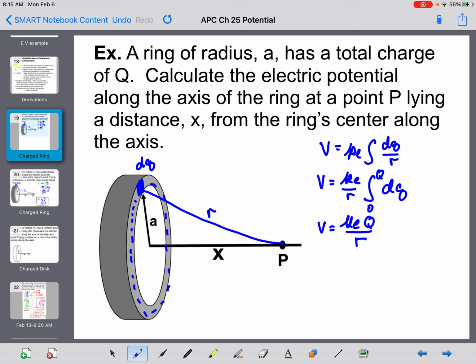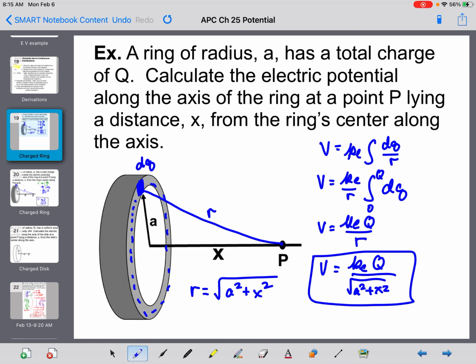Now, there is one substitution we have to do because r is not a given variable. So by the Pythagorean theorem, r would be the square root of a squared plus x squared. So then V is equal to k_e Q over the square root of a squared plus x squared. Done. It's not very long. Don't worry, the next one will be longer.